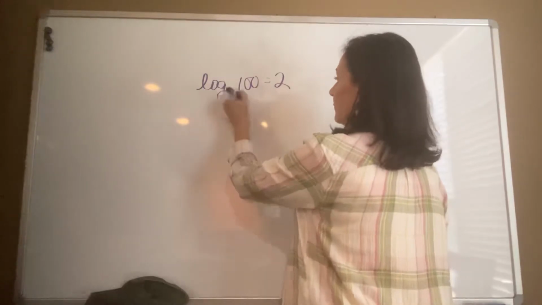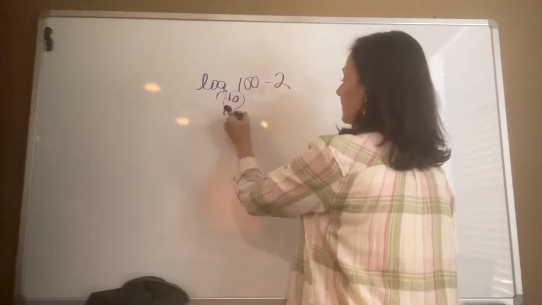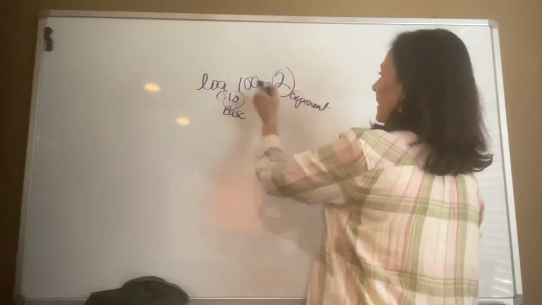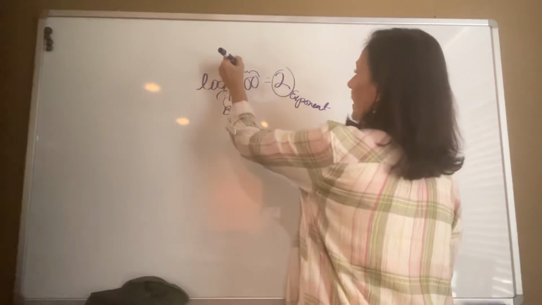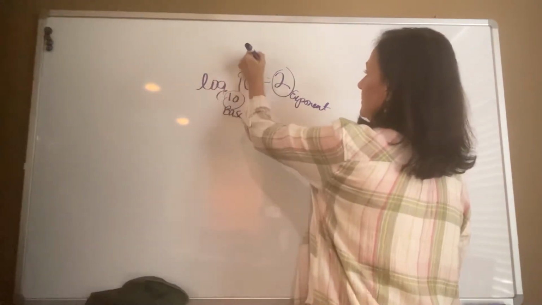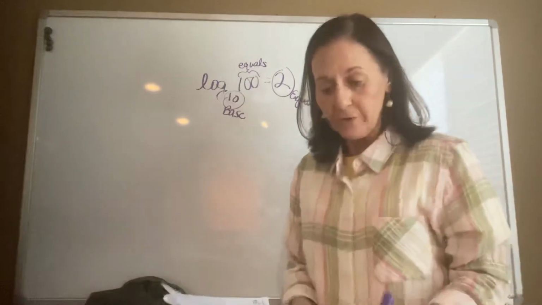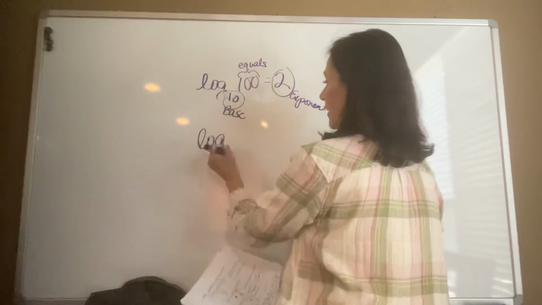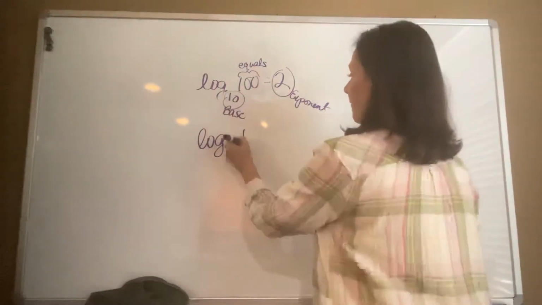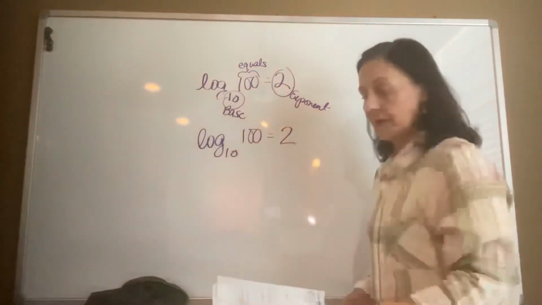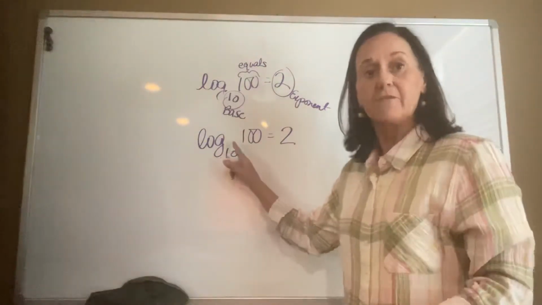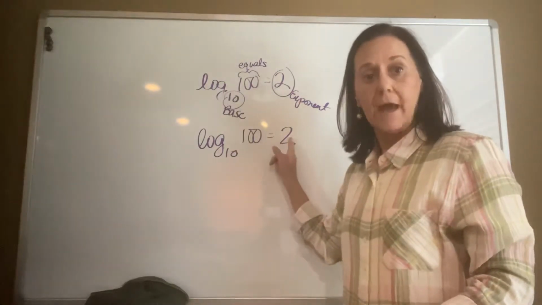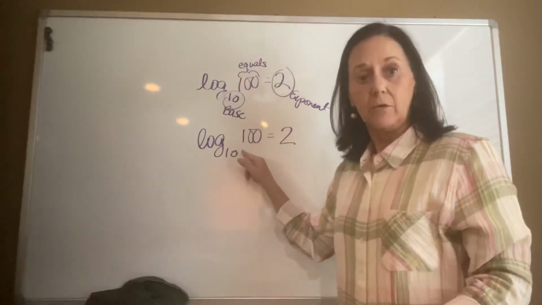This value is your base. This value is your exponent. And that is what it equals. Now there are other words for this. I'm going to rewrite it. Log base 10 of 100 is 2. I just read it for you. That tells me that I must raise 10 to the 2nd power in order for it to equal 100.